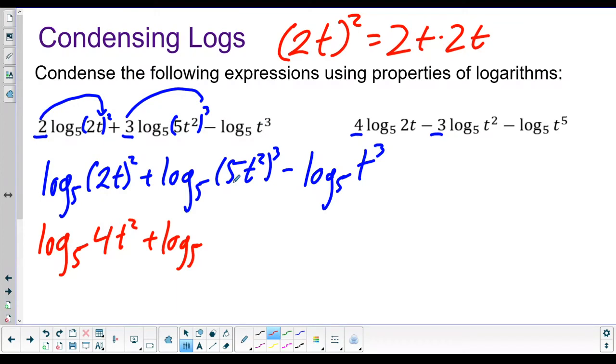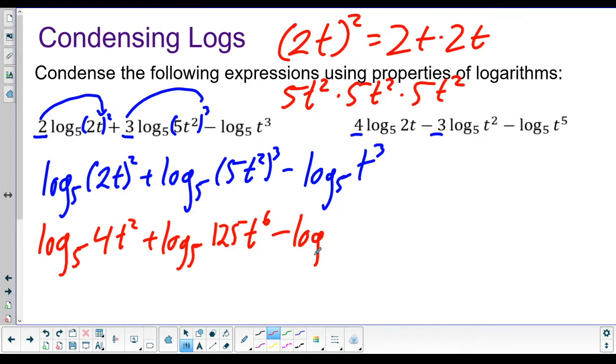We'll cube this. So this is going to be 5t squared times 5t squared times 5t squared. So 5 times 5 times 5 is 125. And then t squared times t squared times t squared. When we multiply variables, we add their exponents. So 2 plus 2 plus 2 is 6. So t to the 6th, bring this thing down. Log base 5 of t cubed.